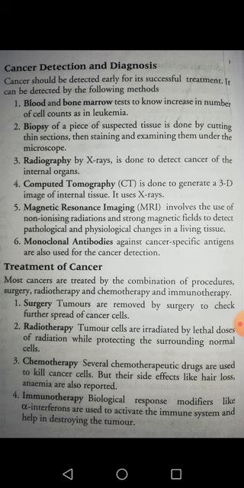In radiotherapy, tumor cells are irradiated by lethal doses of radiation while protecting the surrounding normal cells. So in radiotherapy, we are going to burn or remove the particular cancerous cell with the help of radiation, and one thing is noticed in this process, that other cells which are surrounding the cancerous cells should not be harmed. Okay. Now the third therapy is called chemotherapy.